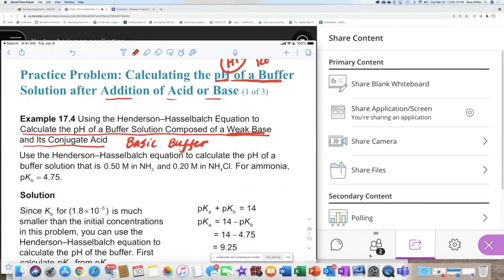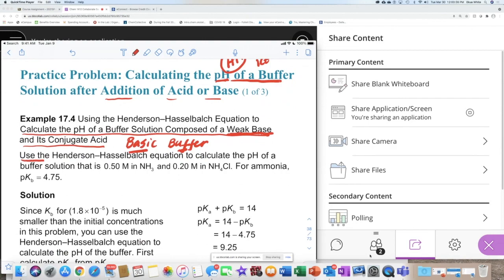When I read the term basic buffer, like weak base, I want to know, are we dealing with an acidic buffer or basic buffer? When they say weak base, they mean basic buffer. If they said weak acid, they would mean acidic buffer. Those are the kind of questions I want resolved as I read the question. I don't want to still be trying to figure it out. I'm trying to solve the question.